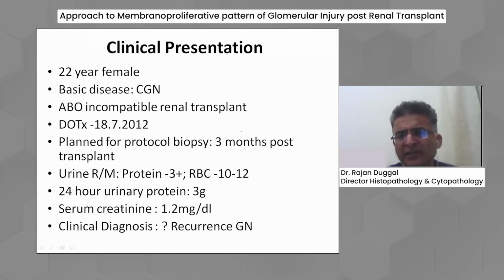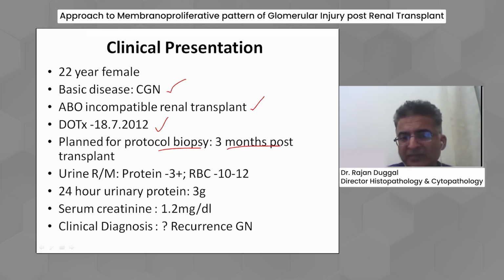So I'll come to another case. A 22-year-old female, basic disease CGN, and ABO incompatible transplant. This was done in 2012. Old case, planned for protocol biopsies. In those days, ABO incompatible transplant had just started, so we were doing protocol biopsies.